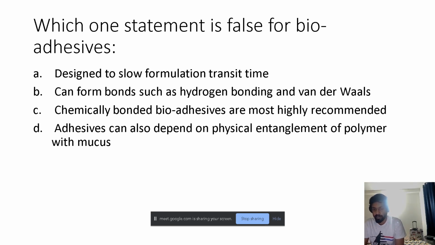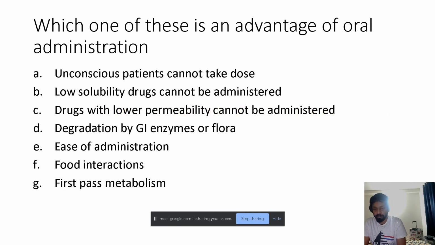Option C, right? So you don't want chemically bonding bioadhesives, because chemical bonds are much stronger and much more, quote unquote, permanent compared to physical bonds, which can easily come off. And it'll also change the surface chemistry of your cells as well. So you would not want chemically bonding bioadhesives.